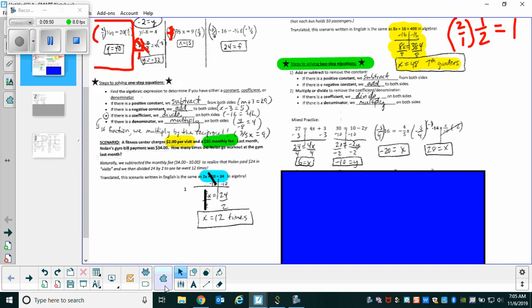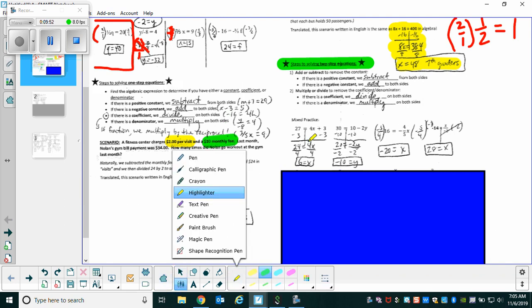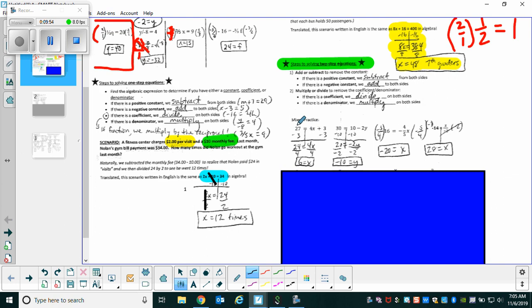Here's what I mean. For the first one, we've got the 4x plus 3 equals 27. So on this side, your constant's a positive 3, so you're going to subtract the 3 on both sides. That's the first step. Then you've got 24 left over here, and your coefficient is 4. So now you're going to divide both sides by the 4, and then you've got that x equals 6. To check, you've got 4 times 6 is 24, and then of course plus 3 is in fact a 27.